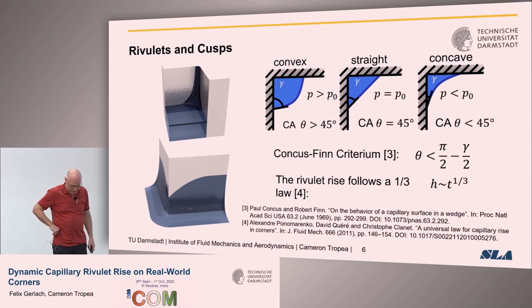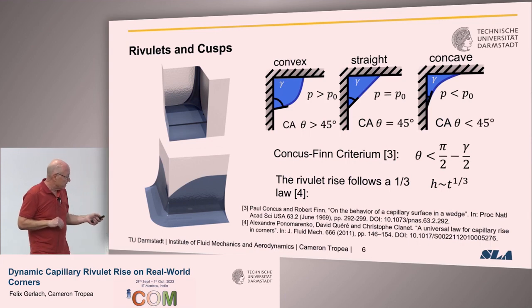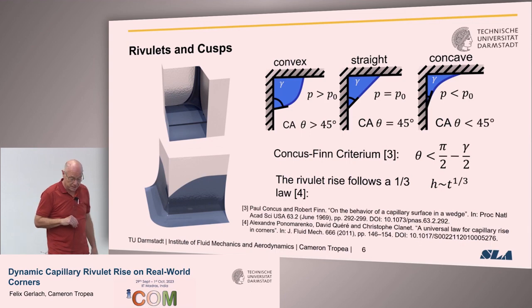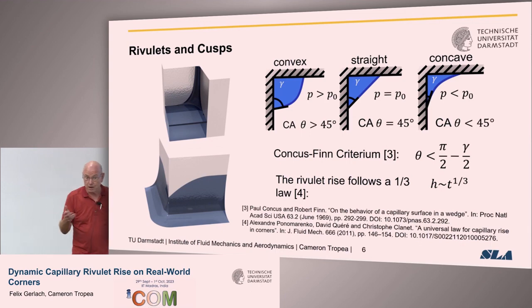Okay, and as you can imagine, the contact angle plays a big role here. And so we can look at different contact angles like this, and like this. And you can already see here we have convex, concave, and straight. And it all depends a little bit on the opening angle gamma of your corner. And we're using 90 degrees. But what I'm going to do in modeling and whatnot is not restricted to 90 degrees. And then the Concus-Finn criterion basically says, okay, will you get concave or convex or straight? So in this case, 45 degrees is the limiting factor.